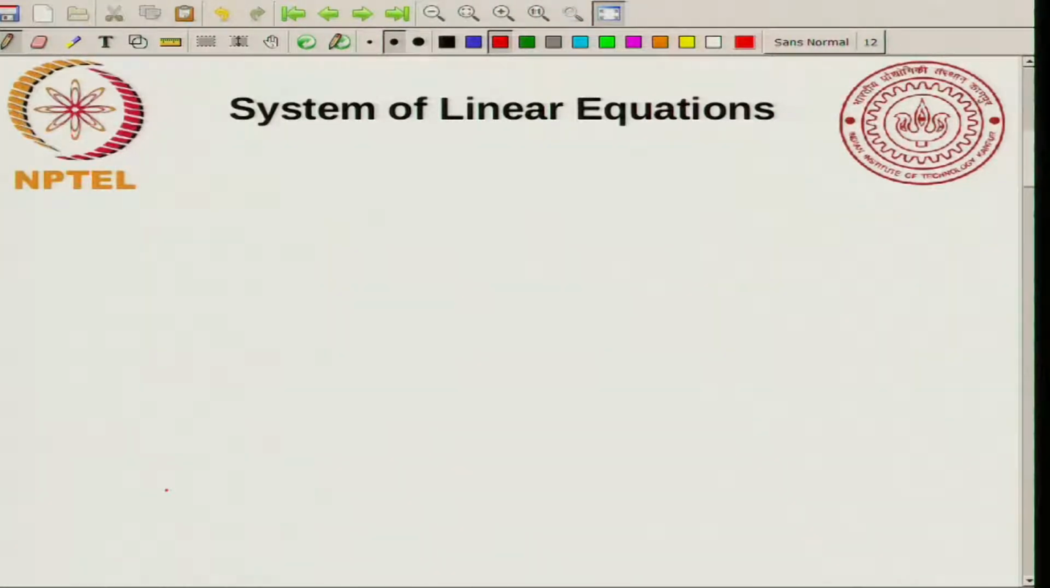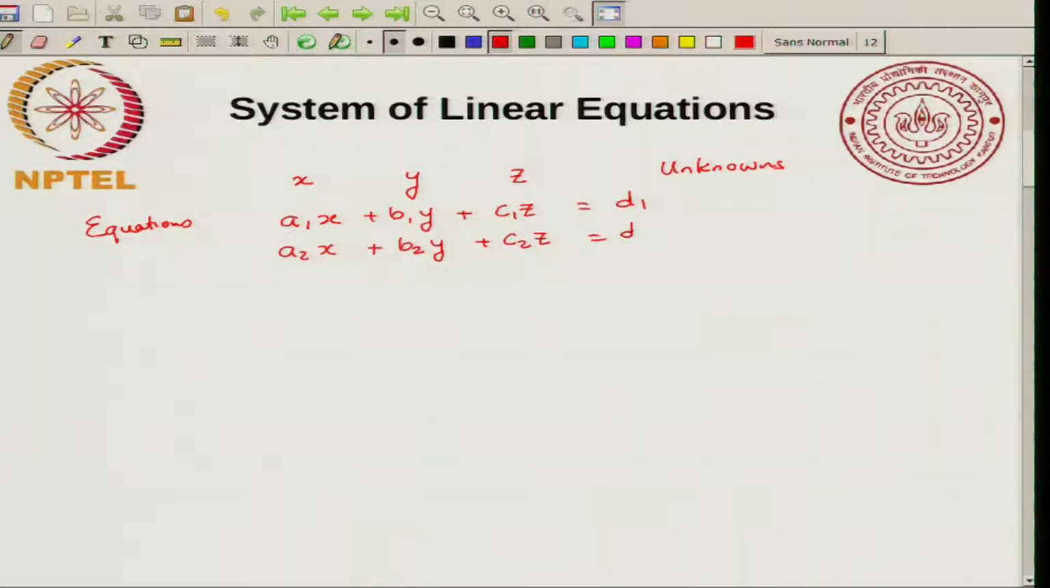So, what is a system of linear equations and where do matrices play a role in it? Suppose you have unknowns x, y and z. And our equations are denoted by a1x plus b1y plus c1z equal to d1, a2x plus b2y plus c2z equal to d2, a3x plus b3y plus c3z equal to d3, where a1, b1, c1, d1, a2, b2, c2, d2, a3, b3, c3, d3 are all scalars. That means they can be real or they can be complex numbers. Okay, you can write this in the following form.